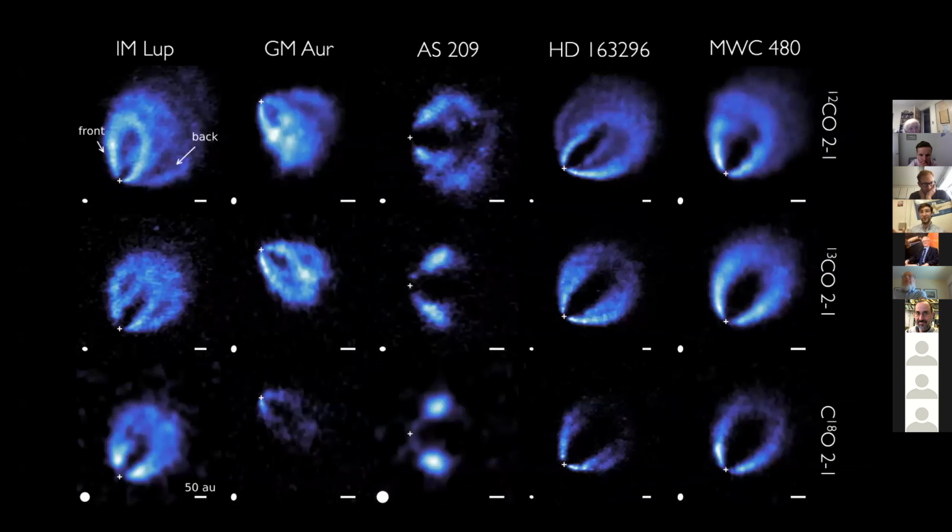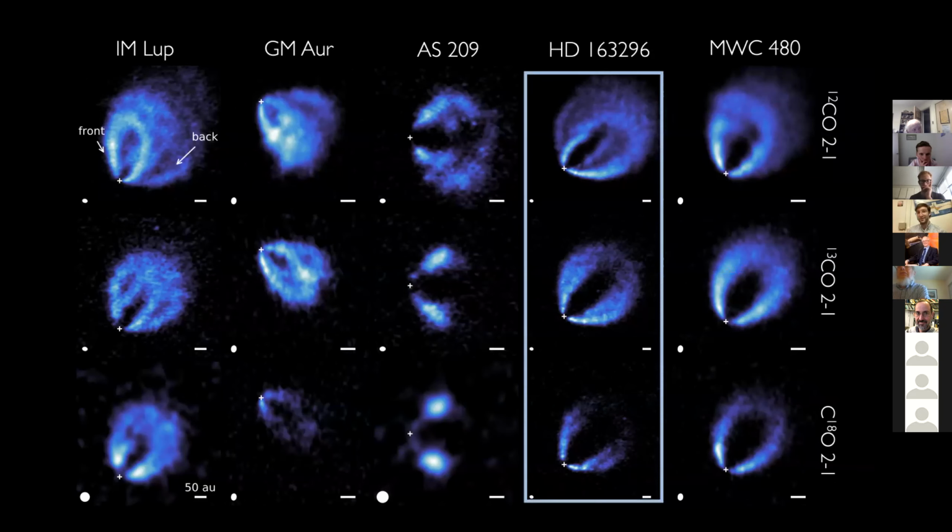And to just drive home the point about how much data we have, here are appropriately selected channels for all of our CO isotopologues, 12CO, 13CO, and C18O, for all of our MAPS disks. And if you look here, you can in each case see both the front and the back side of the disk. Sometimes it's easier, sometimes it's a little harder, but in all cases, we can use this to actually map out the vertical structure in detail.